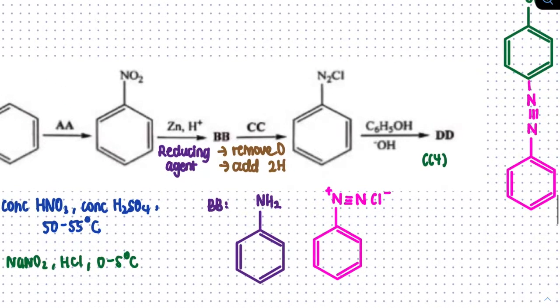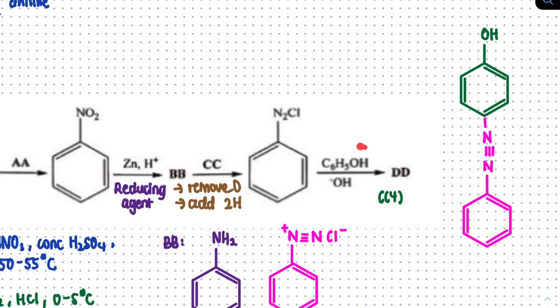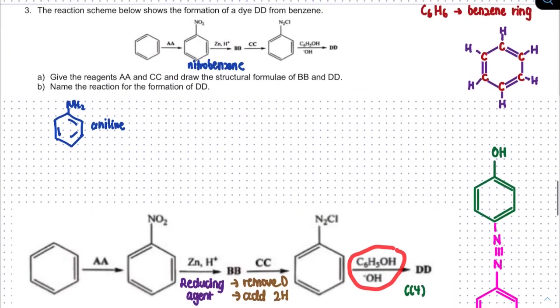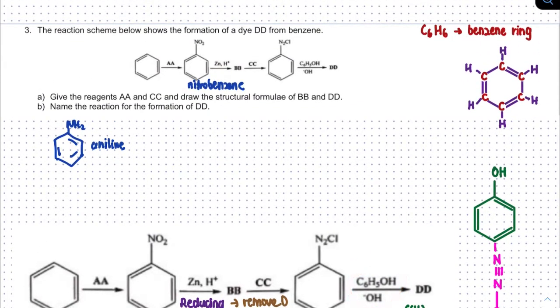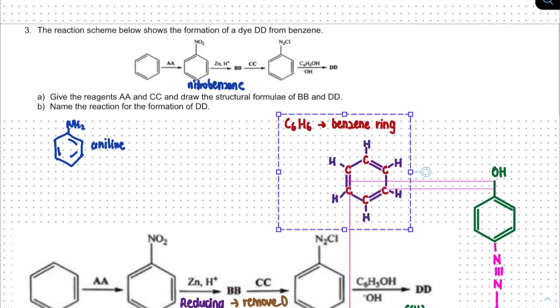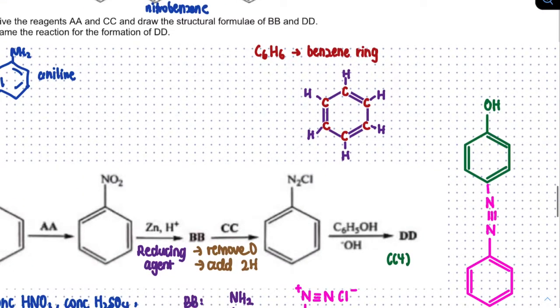Okay, last is DD, the structure of DD. So what is C6H5OH? Okay, just to mention to you guys, kalau kamu nampak C6H6 ni, dia actually originally from our benzene ring lah. Tapi bila C6H6 adalah benzene ring, sekarang ni dia adalah C6H5OH. So what does it mean here adalah we gonna substitute one of our hydrogen ni dengan OH. So this is actually our phenol.